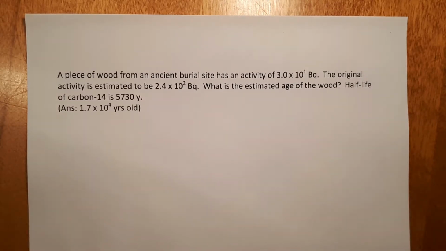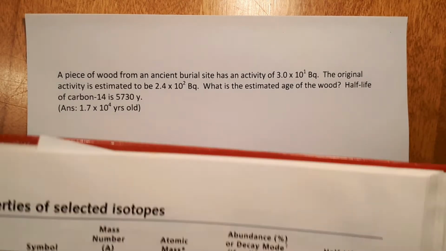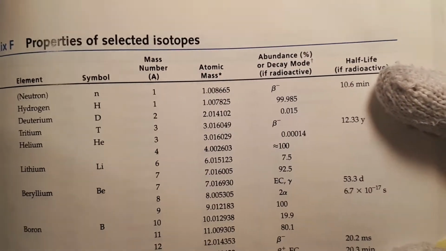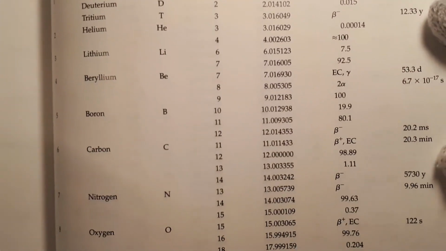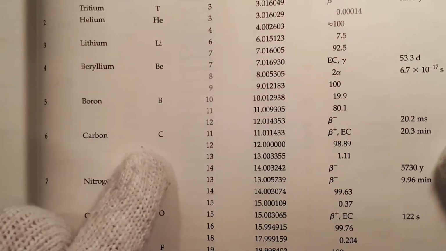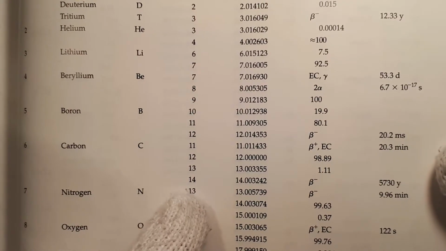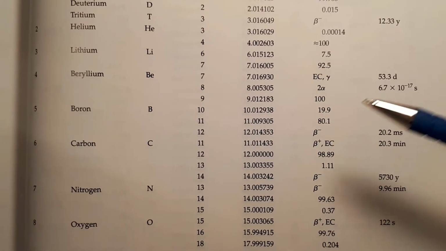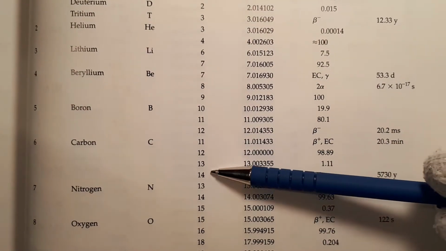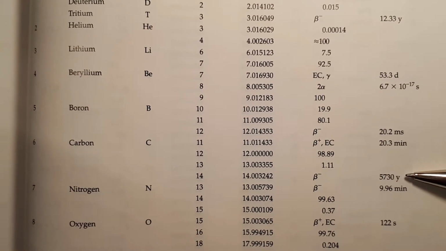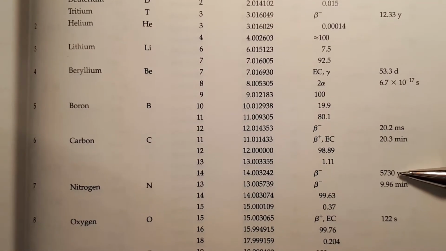Let's have a look at carbon-14. Here's the half-lives. Call this textbook, and here is carbon. And carbon has different isotopes. There's carbon-11, carbon-12, 13, and here is carbon-14. And carbon-14 has a half-life of 5730 years.